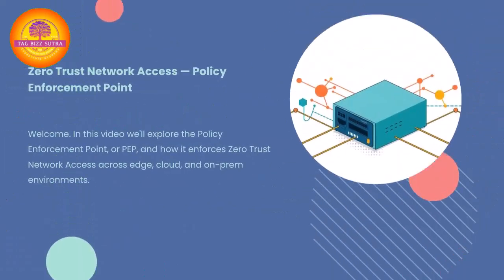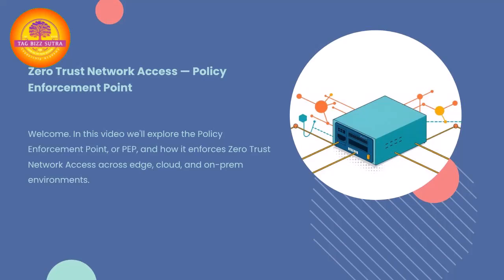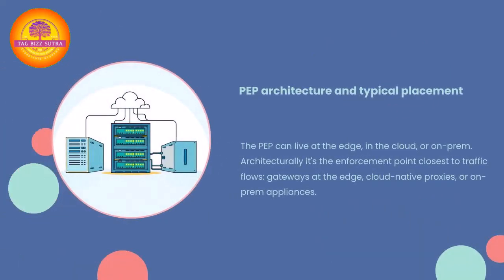Welcome. In this video we'll explore the Policy Enforcement Point, or PEP, and how it enforces Zero Trust network access across edge, cloud, and on-prem environments. The PEP can live at the edge, in the cloud, or on-prem. Architecturally, it's the enforcement point closest to traffic flows: gateways at the edge, cloud-native proxies, or on-prem appliances.